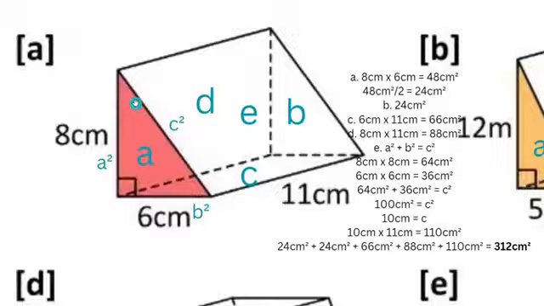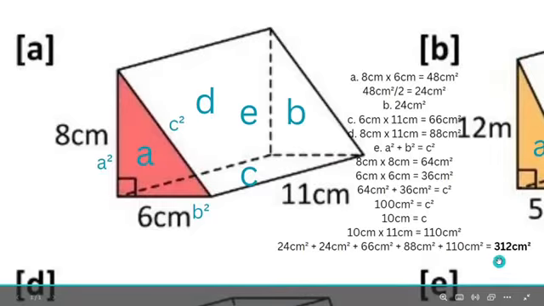So 10 cm times 11 cm would be 110 cm square, and we have to add everything up together, which is the answer would be 312 cm square.